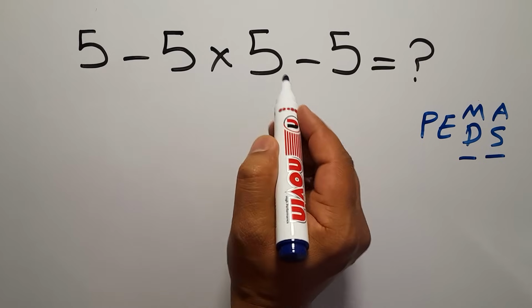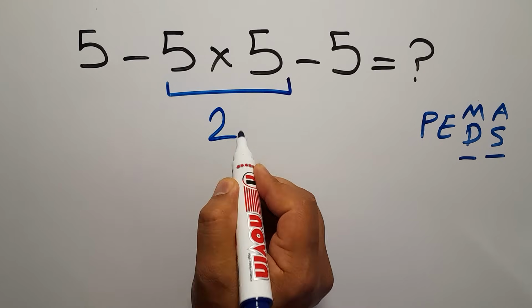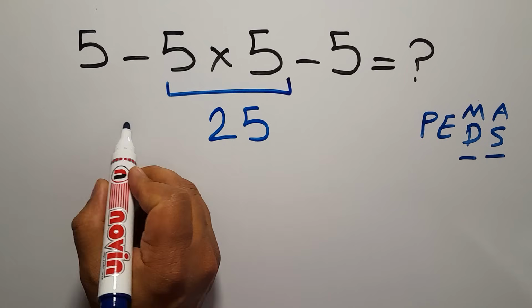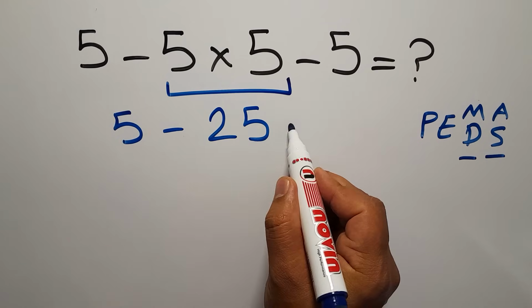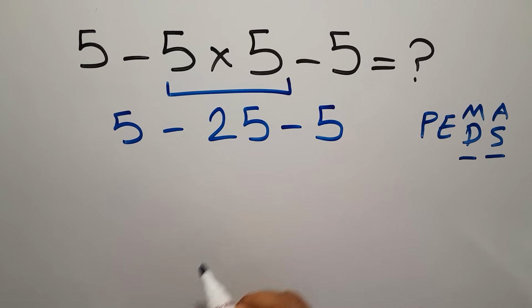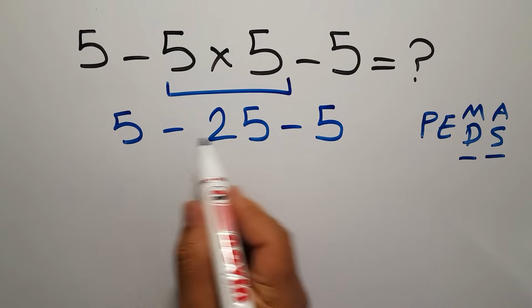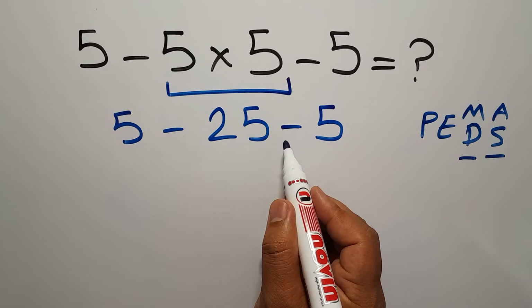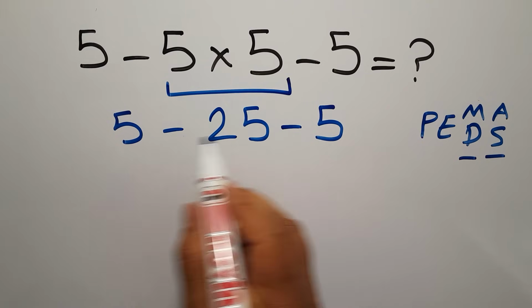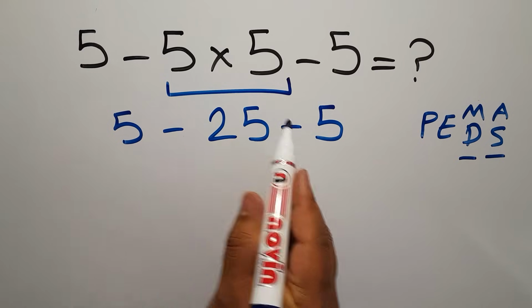5 times 5 gives us 25. Okay, so we have 5 minus 25, and again here we have minus 5. Now we have two subtractions. And when we have more than one subtraction in one expression, we have to go from left to right.